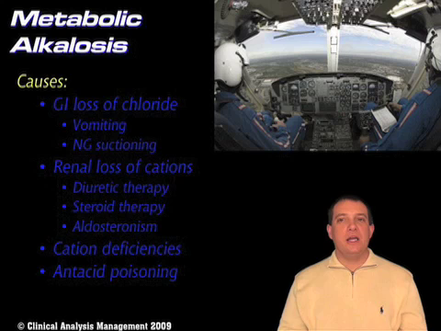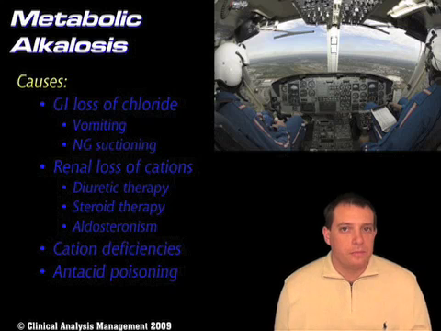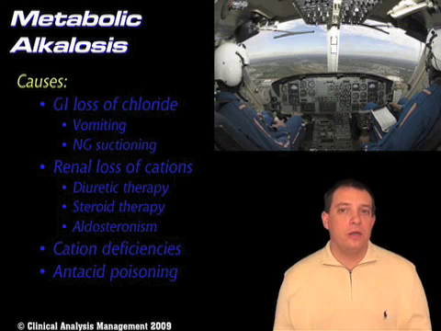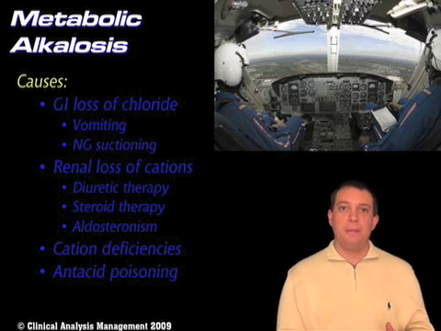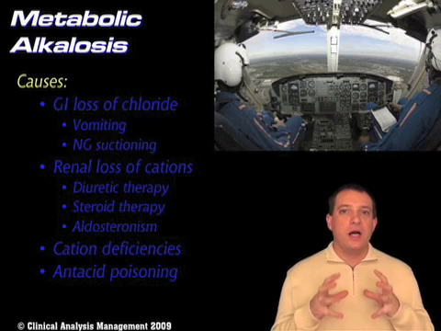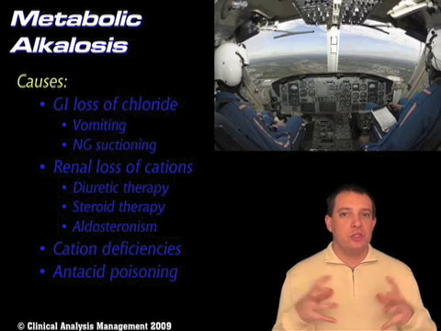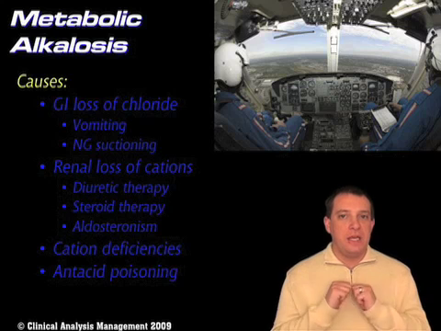The second place where we can have big metabolic alkalosis problems is through the renal system. When we talk about the renal system, remember one of the big things that makes our kidneys do what they do is something called aldosterone. And aldosterone's big focus in the body is to suck up sodium and salt.